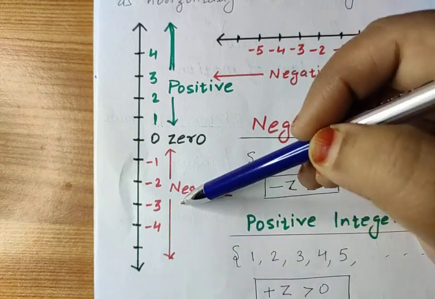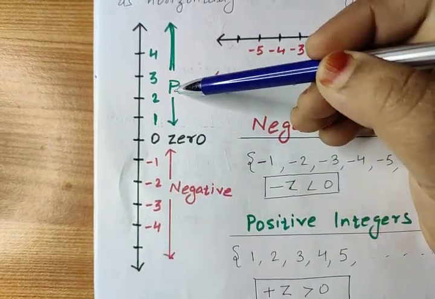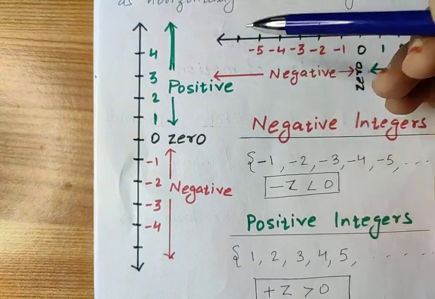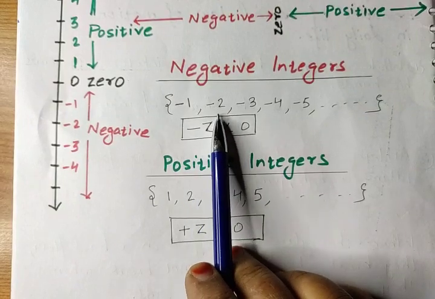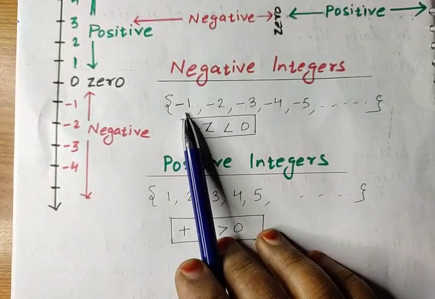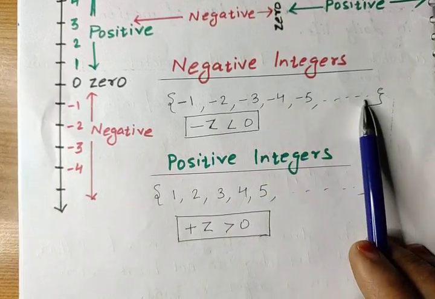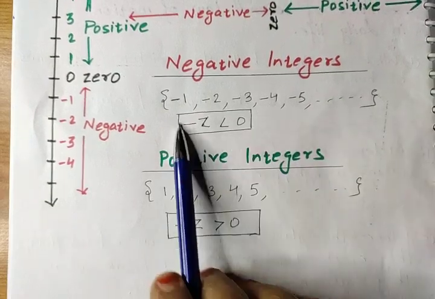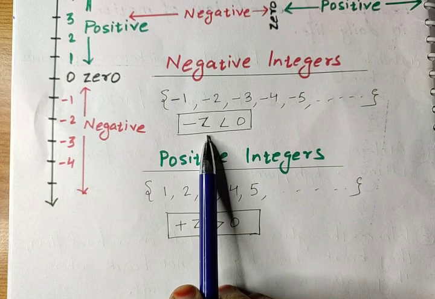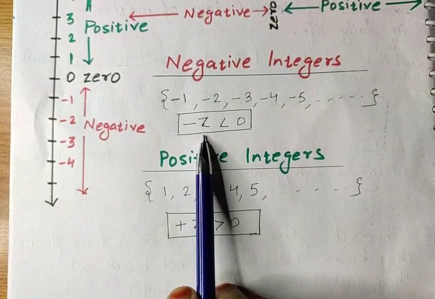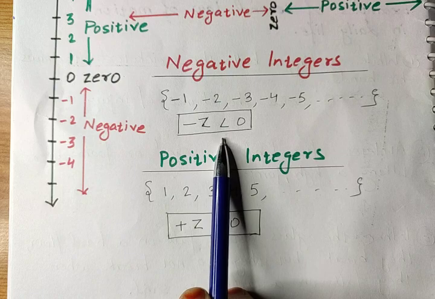Clear children? Negative integers, where do they lie? Downside. Positive integers, where do they lie? Upside. Clear children? Now next, negative integers. Once again, negative integers. You can see in brackets -1, -2, -3, -4, -5. These all are what? Negative integers, that is -Z. We know integers are represented by capital Z or capital I. So -Z means negative integers. Negative integers are always less than 0.